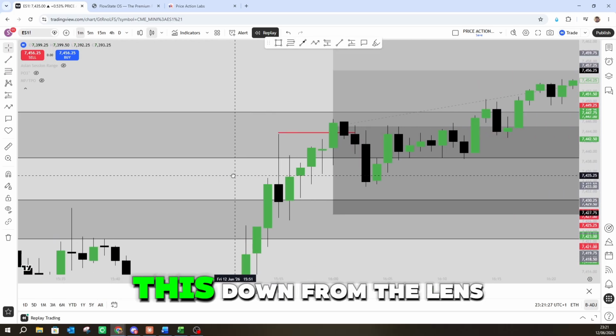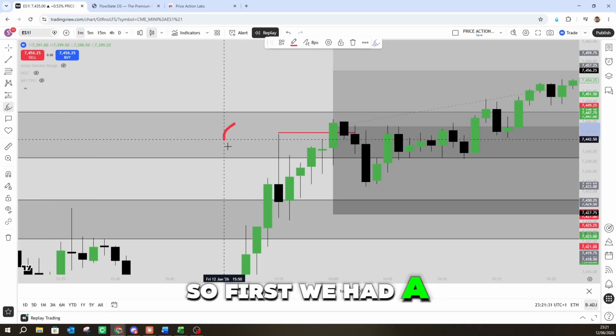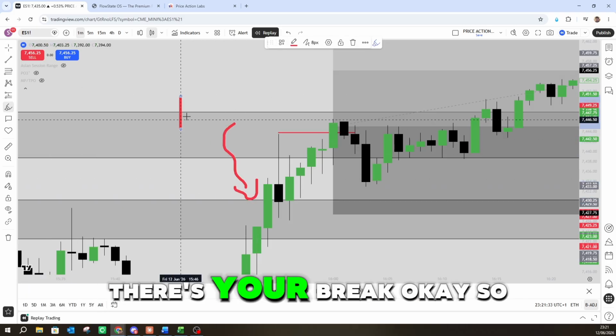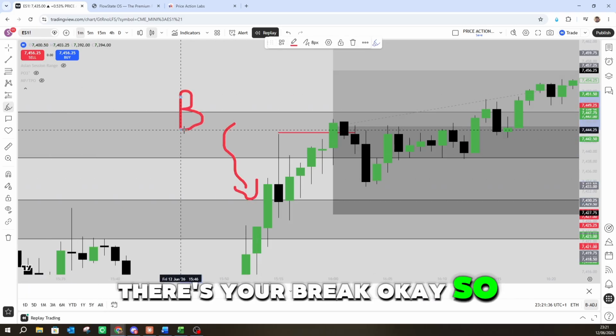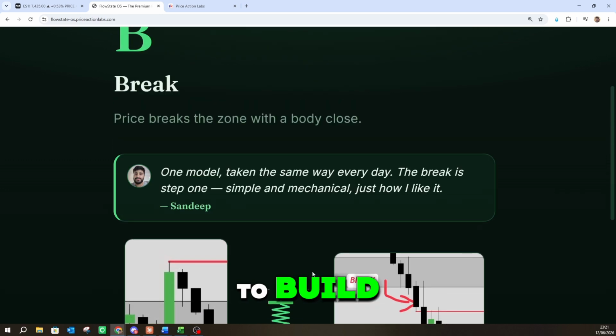And I'm going to be breaking this down from the lens of the Bolt breakout blueprint. So first we had a break. That's step 1. There's your break. Okay, so looking at flow state, we want to see a break. This is where energy starts to build.